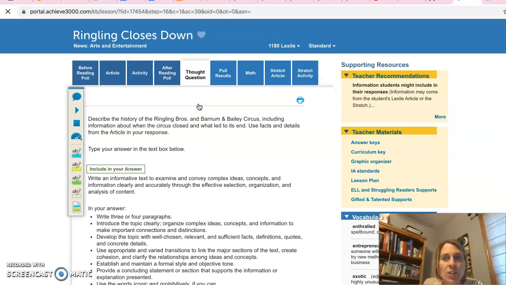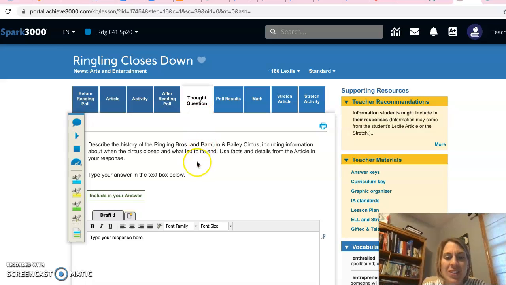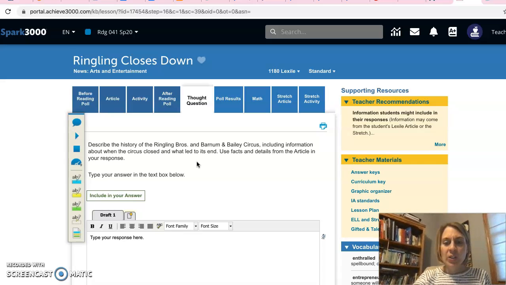All right, homework for this article. I like this article because it's going to practice sequencing, and it's also going to practice cause and effect. So the question asks us, describe the history of the Ringling Brothers and Barnum & Bailey Circus, including information about when the circus closed and what led to its end. Use facts and details from the article in your response. So first, describe the history. That's a sequence question. And then when it closed and why it closed. So there's your cause and effect question. As always, be aware of doing the activity. So that's the quiz that goes along with this article.